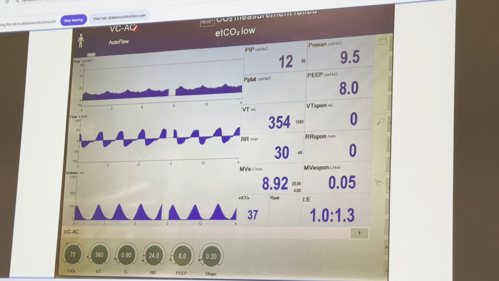And so that's what I'll tell you. With my assist control, I have a set tidal volume. So let's say 450, for instance. I have a set tidal volume of 450, and then I have a set respiratory rate, let's say of 12. Every time my patient receives a breath, for those 12 breaths, he's going to get a tidal volume of 450.